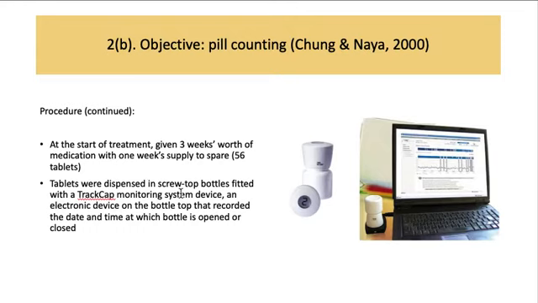So that 1 week supply is 14, so 42 plus 14, 56 tablets altogether. Tablets were dispensed in screw top bottles like this, fitted with a TrackCap monitoring device, which is a device on the bottle top that records the date. If they connect it to a computer, it can see when the bottle was opened and closed, at what time and what day. Okay. So if they have been adhering, the bottle will be opened twice a day.